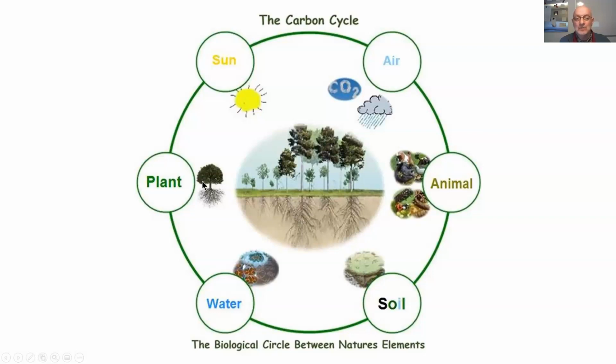So the cycle goes between, let's say, soil, plant, animal, and this is the biological cycle between nature's elements.